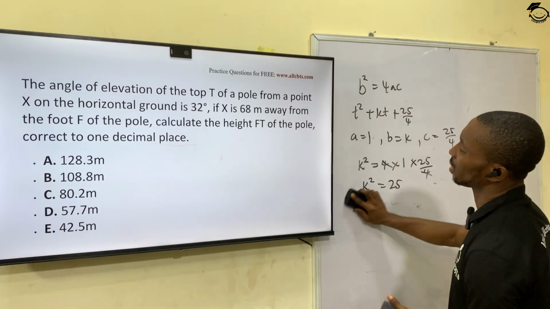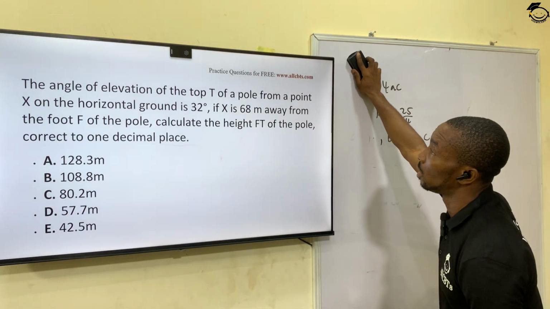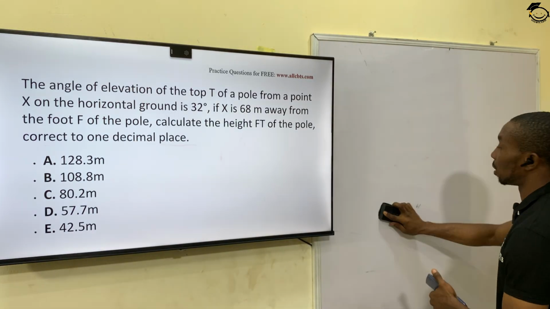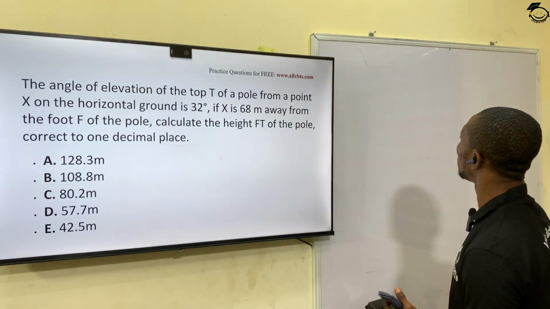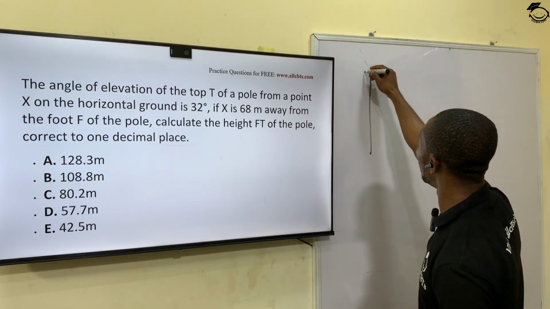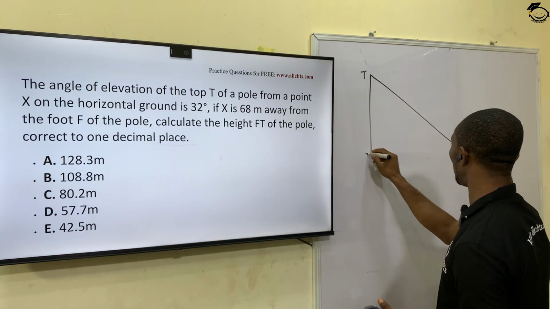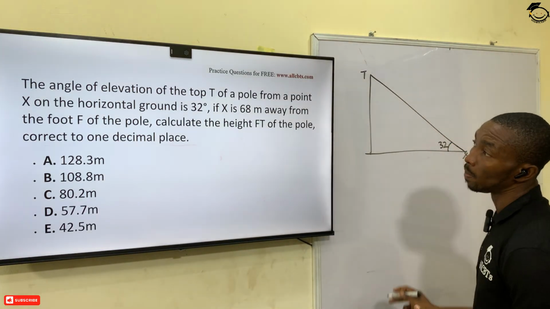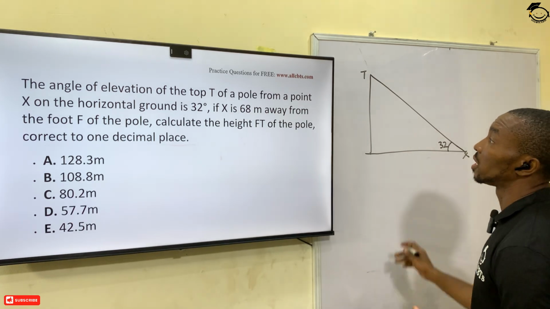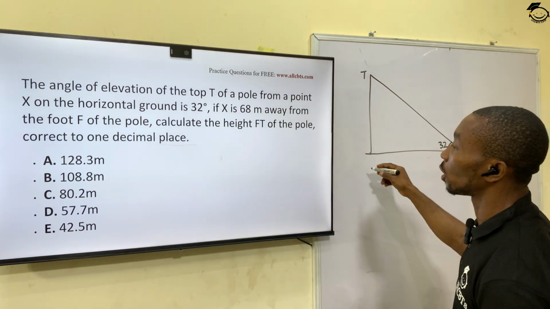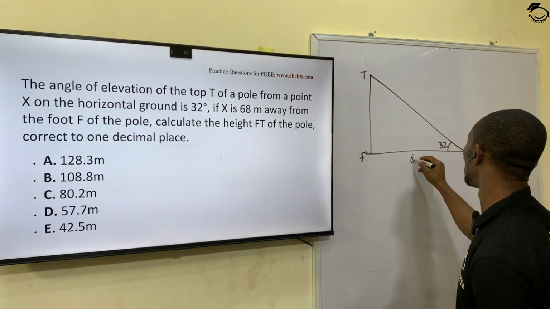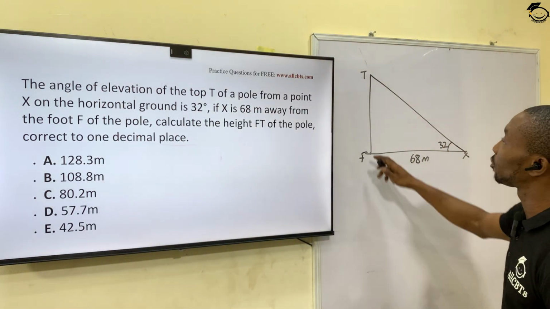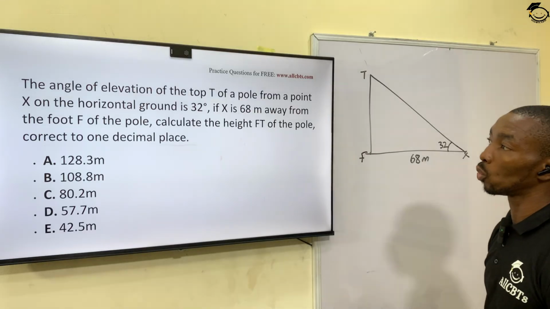Okay, now to the next question. It says the angle of elevation of the top T of a pole from a point X on the horizontal ground is 32. So we have, this is our pole, this is the top, point T, this is horizontal, our point X, angle of elevation 32. If X is 68 meters away from the foot of the pole, so this is F, foot of the pole, 68 meters away. Now, calculate the height, FT, of the pole correct to 1 decimal place.